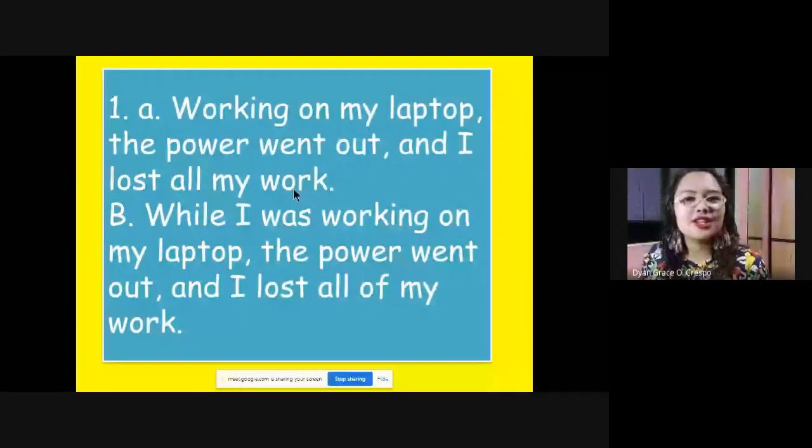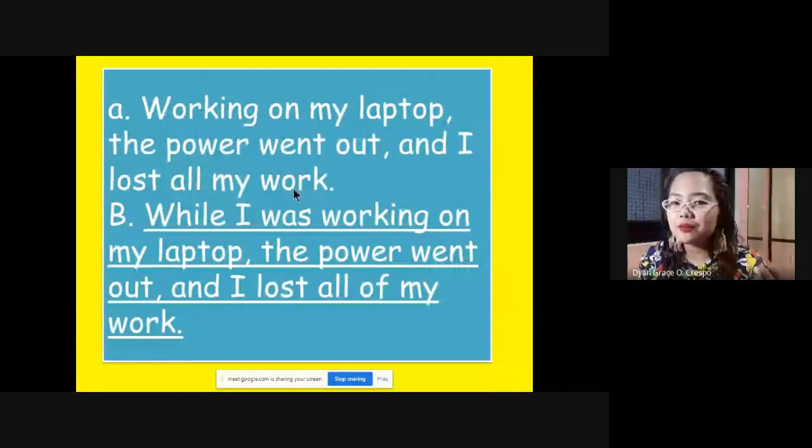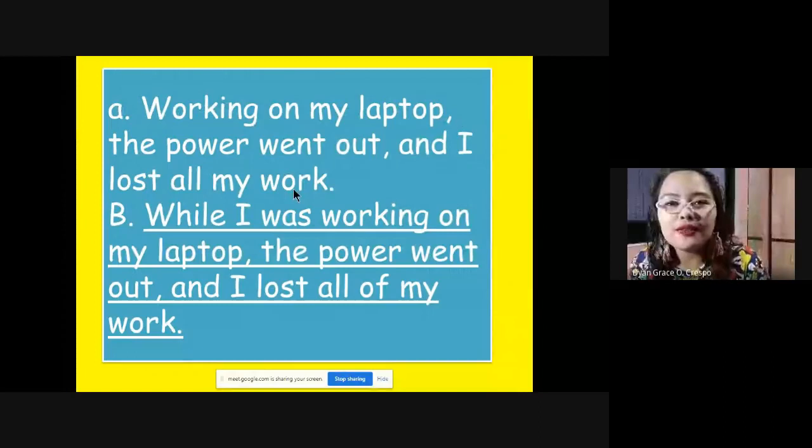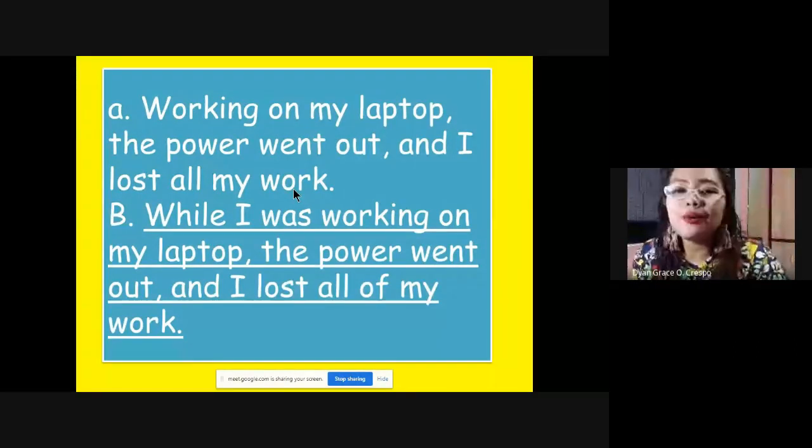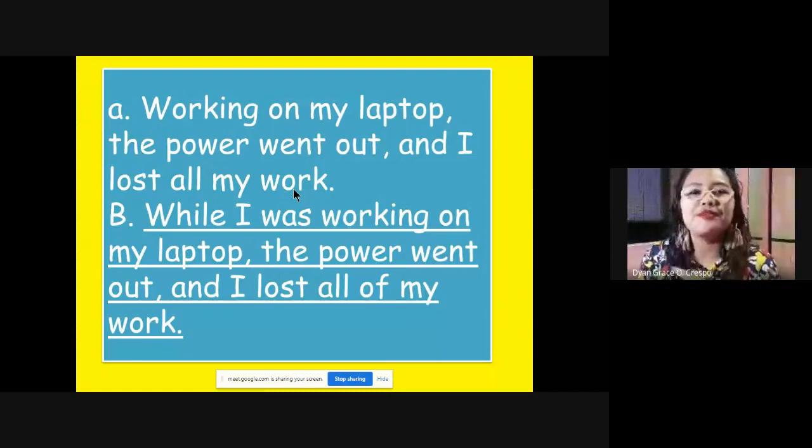Okay, let us check. Okay, wala na. The correct answer is letter B. Why? The first one, working on my laptop. Who's working on your laptop? No one. So, my subject si letter B. While I was working on my laptop. Very good.